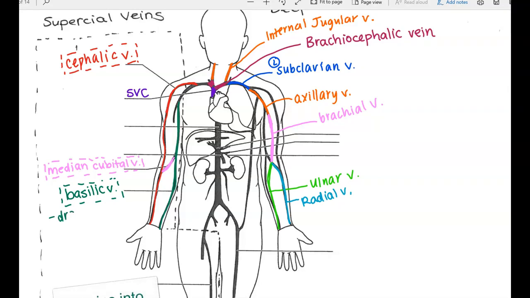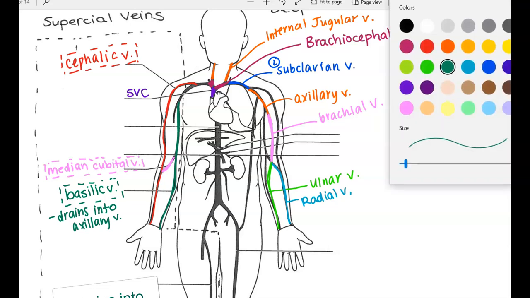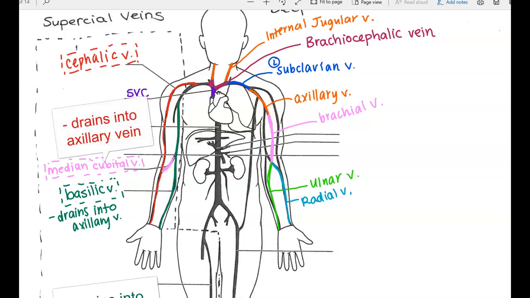So basilic vein drains into brachial vein, which is a deep vein, right? And then our cephalic vein is going to drain into the axillary vein. Again, another deep vein.